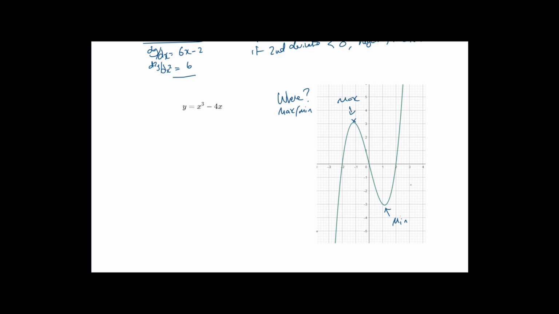But say we didn't know that, we couldn't graph it. How could we find out what those points are? We do exactly the same as we did in the last question. So we've got y equals 3x minus 4x.